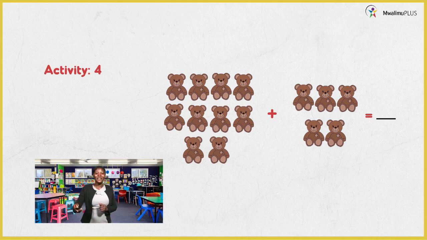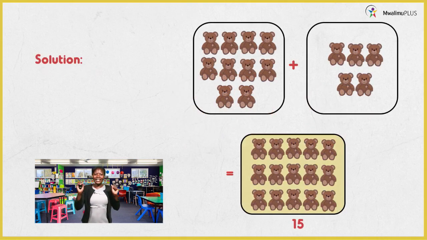Let's see. So the first group, we have 10 teddy bears. Good. In the second group, we have 5 teddy bears. Let's check when all of them are together. How many are they? I have counted mine. They are 15 teddy bears. Correct. Therefore, 10 plus 5, we get 15.